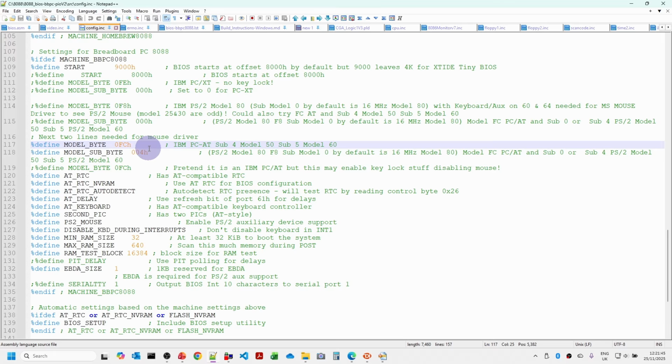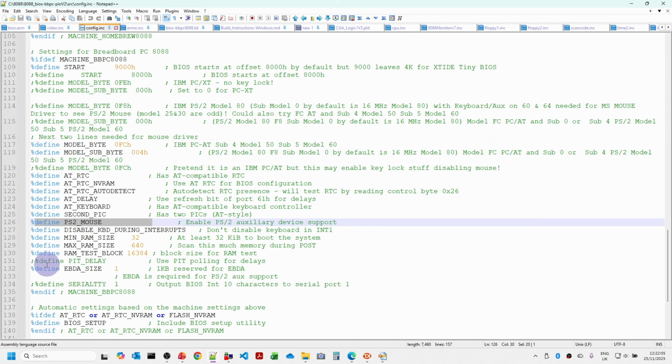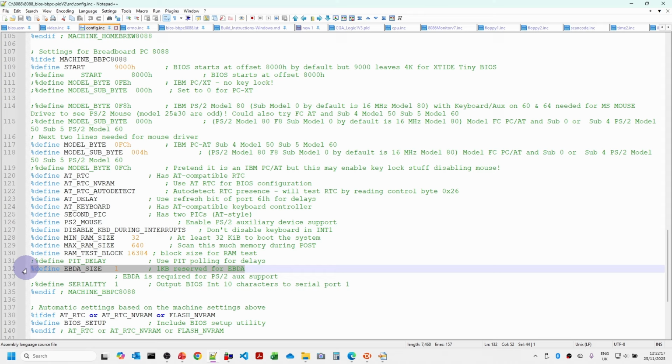This was what I covered in the previous series: setting the model byte helps the mouse driver determine what type of PC we've got. We're telling it that we've got an IBM PS2 Model 50, I believe, is the model byte that we've got here. There's also the enabling of the PS2 mouse here, and we also need to have the extended BIOS data area. This needs also to be set. This extends the BIOS data area by about 1 kilobyte at the top of memory and is used in particular for the mouse support. So that's already been assembled and burnt into the BIOS, so the mouse support should be all ready to go.